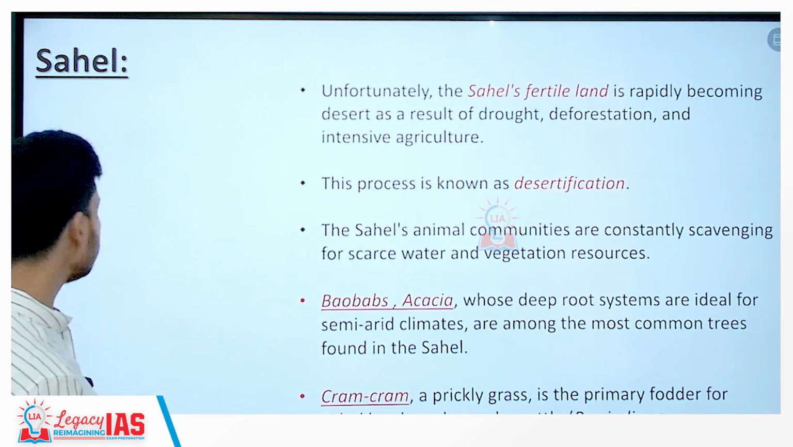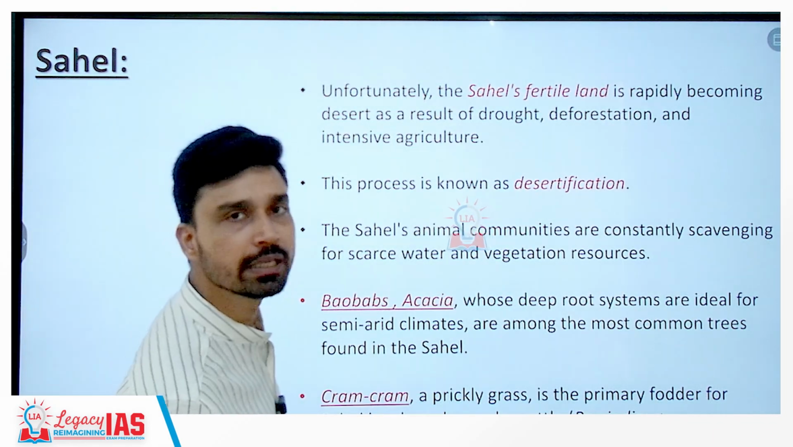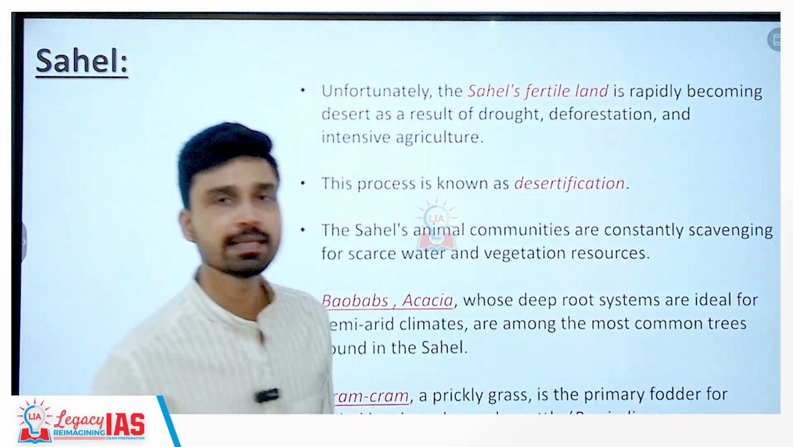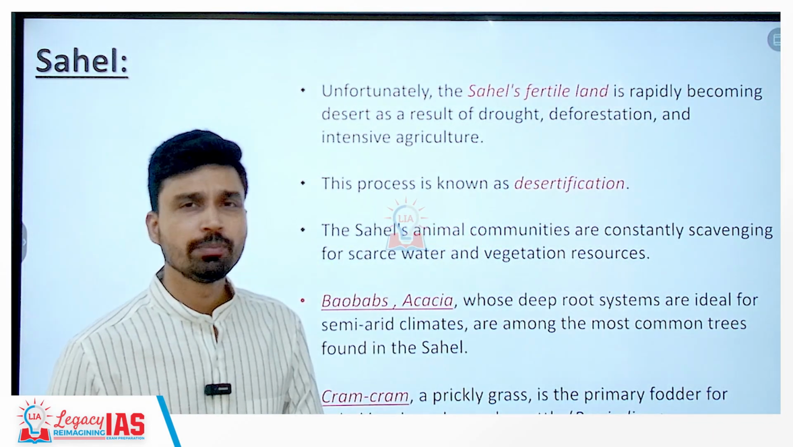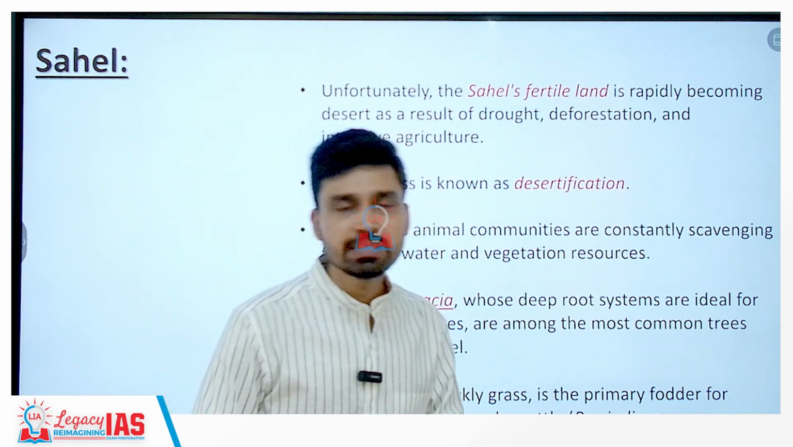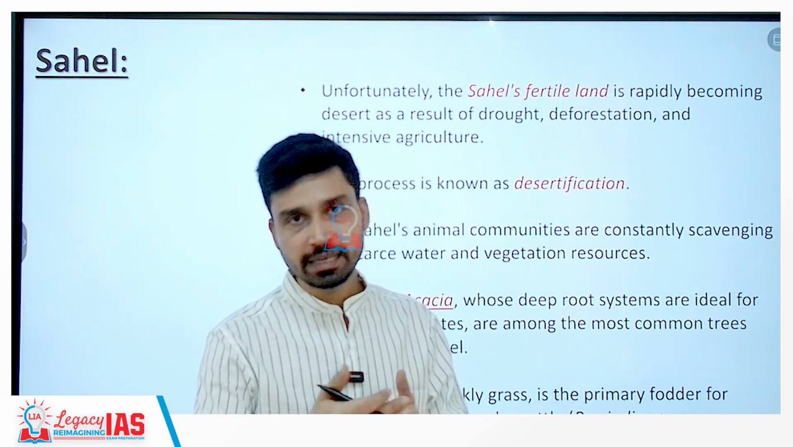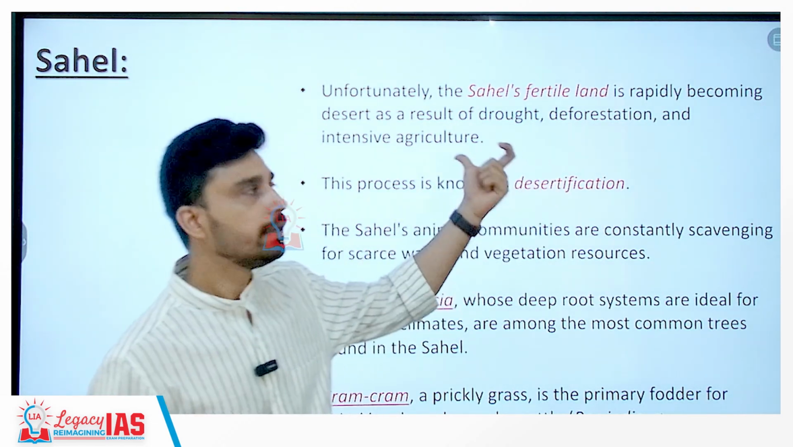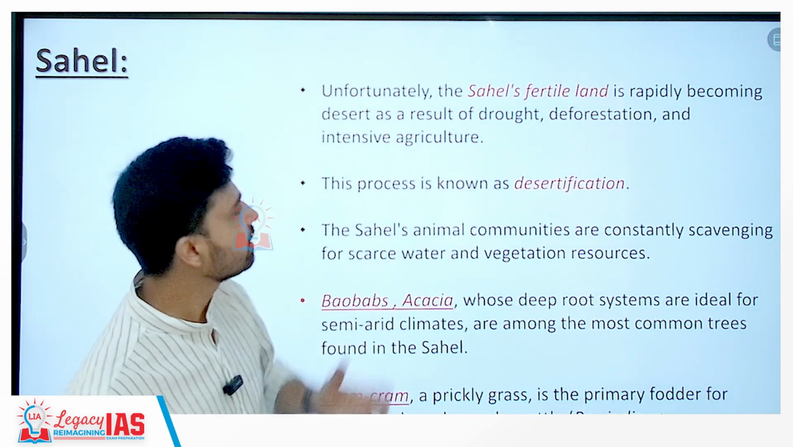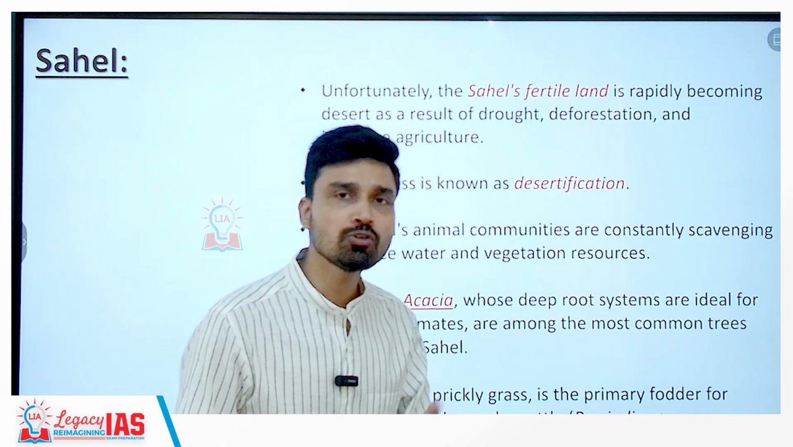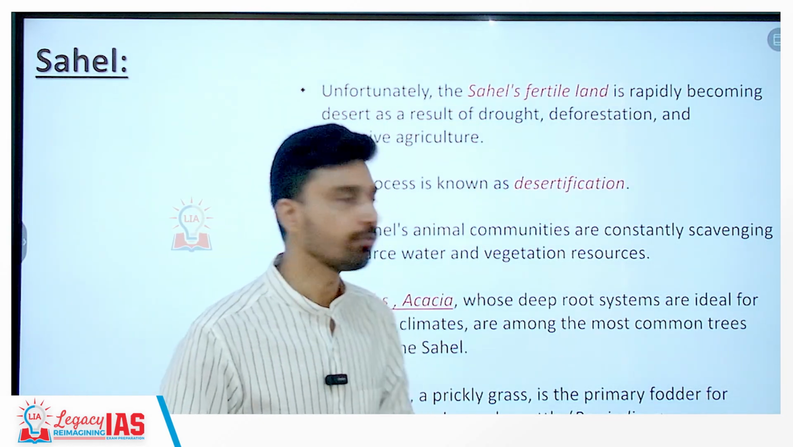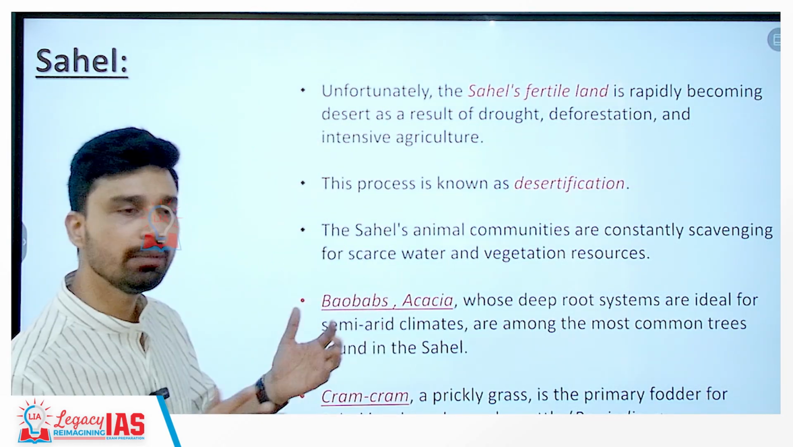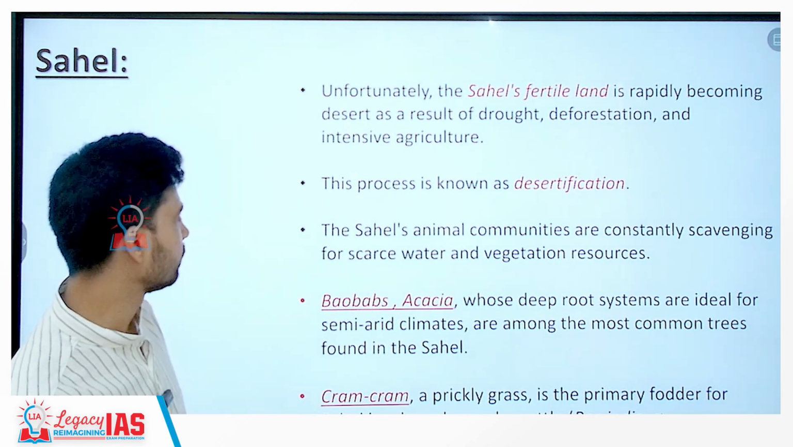Now unfortunately the Sahel region, especially the fertile area, is rapidly becoming desert. Basically intense desertification is being observed here, and especially in the last one decade this region has been suffering from the problems of drought, desertification, deforestation, as well as intensive agriculture, which has removed the upper layer of soil fertility. This entire process is called desertification.